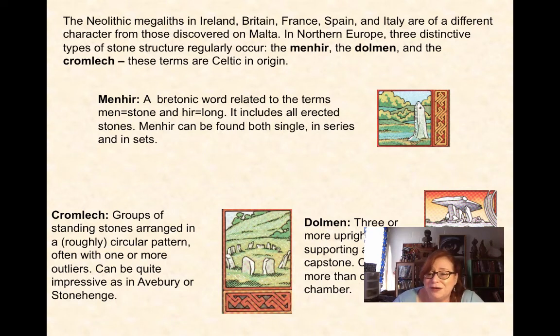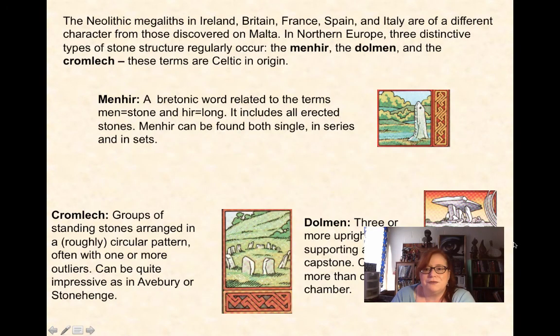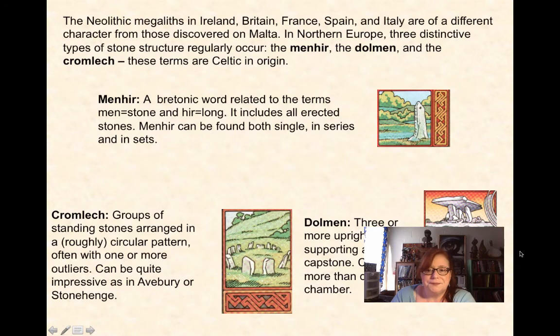And then a dolmen is where you have three or more standing stones supporting a capstone, as we have here. This would be considered a dolmen, and we'll talk about what this is for in a moment. And you create more chambers by adding more stones and capstones.